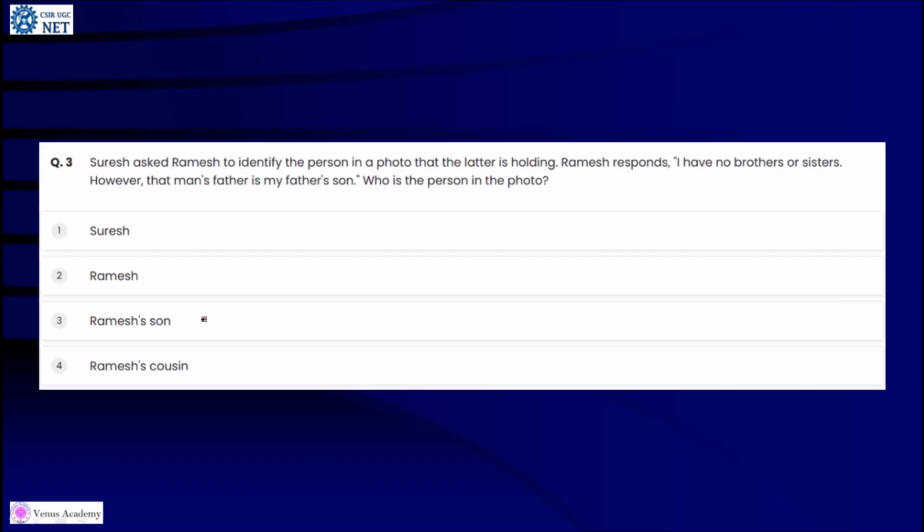Next, question number 3. Suresh asked Ramesh to identify the person in a photo that the latter is holding. Ramesh responds, I have no brothers or sisters. However, that man's father is my father's son. Who is the person in the photo? It is nothing but Ramesh's son. Option number 3 is the correct option, students.